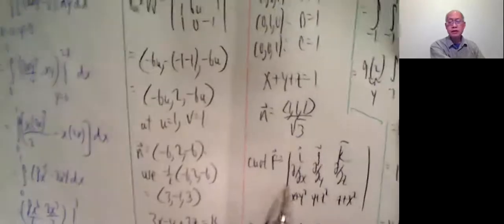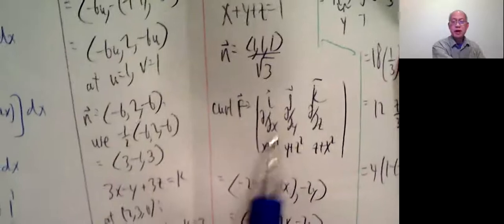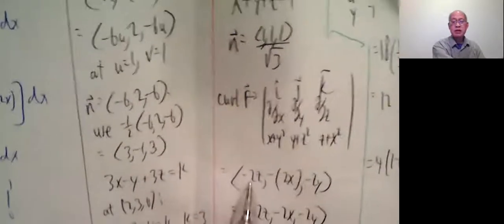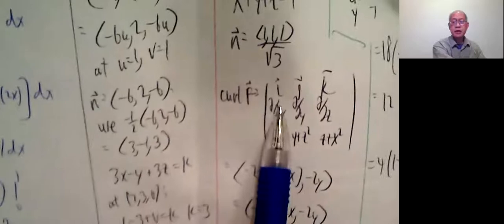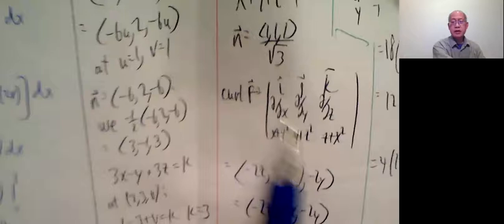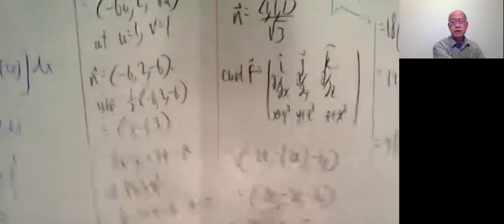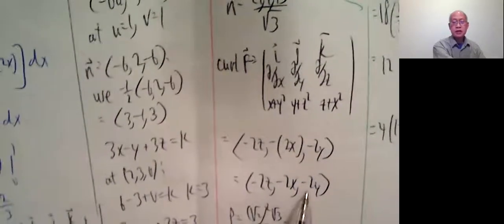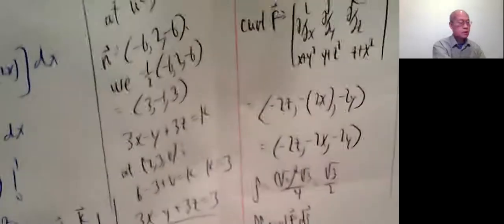When I do curl F dot dS, I'm doing curl F dot n, the unit normal vector, dS. So curl of F is the determinant with i, j, k, partial with respect to x, y, and z, and x + y², y + z², z + x². The i component is nothing minus 2z. The j component is the opposite of 2x minus nothing. And the k component is nothing minus 2y. Or (-2z, -2x, -2y). Okay. All right, you actually don't need this.